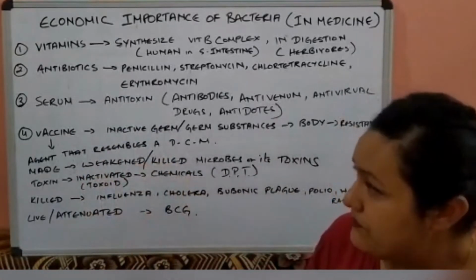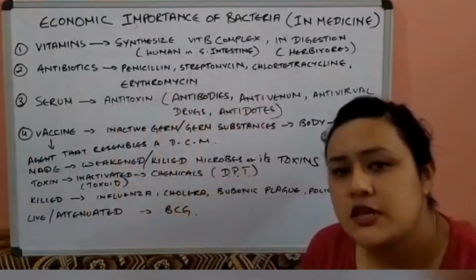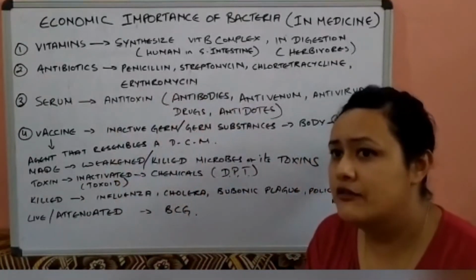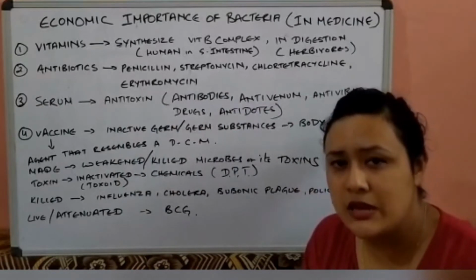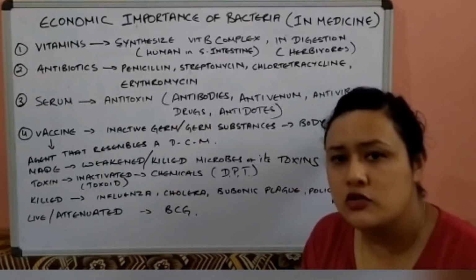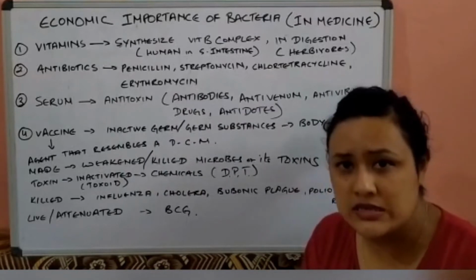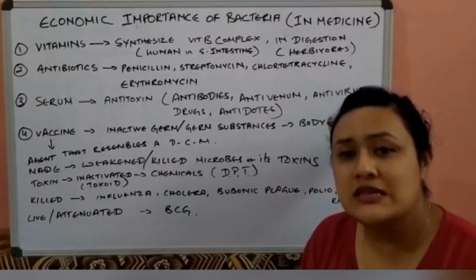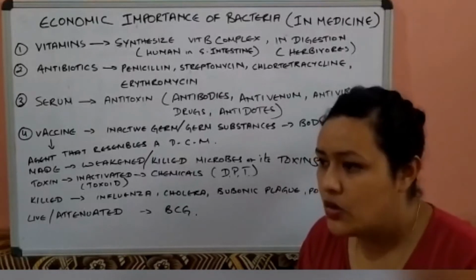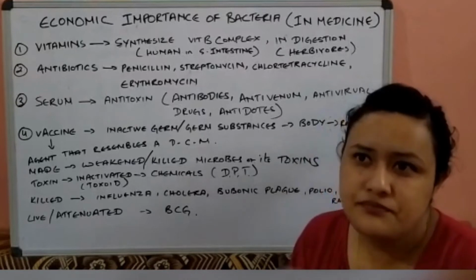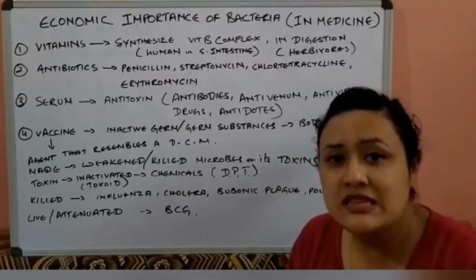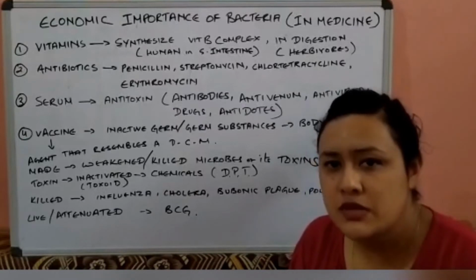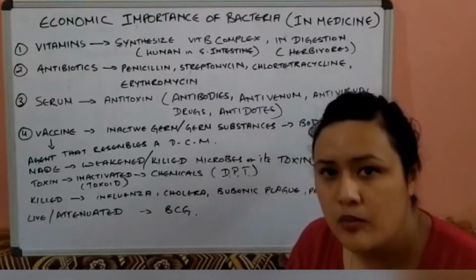So let's take vitamins first. If you see in our body, in human beings, there are bacteria present inside our body. It is important also. They are present inside our small intestine. These bacteria present inside our small intestine synthesize vitamins, especially vitamin B complex, in our body.